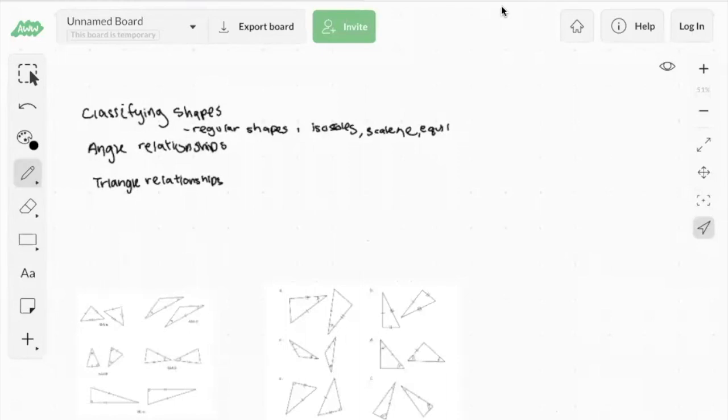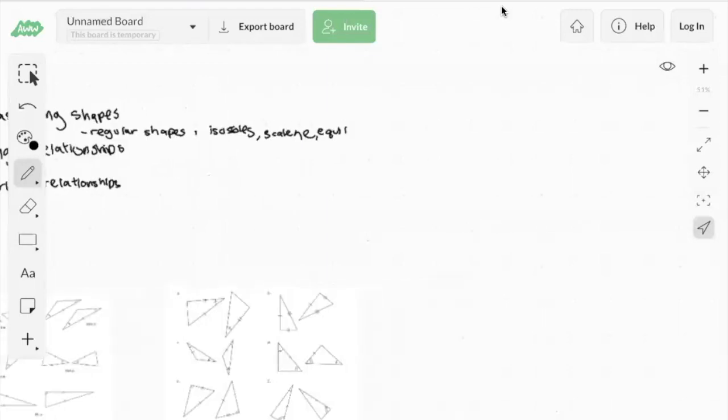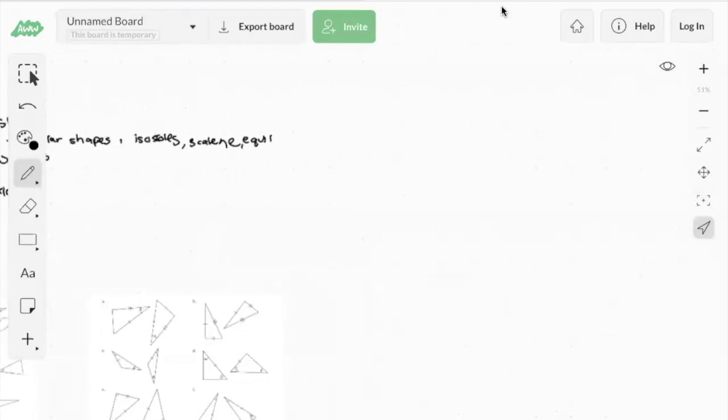So starting off with chapter 1, we have unit 1.1 on classifying shapes, which is basically recognizing the patterns between shapes and knowing what to call them. So we're going to start off with regular polygons. And remember, a polygon is just a shape with multiple sides.